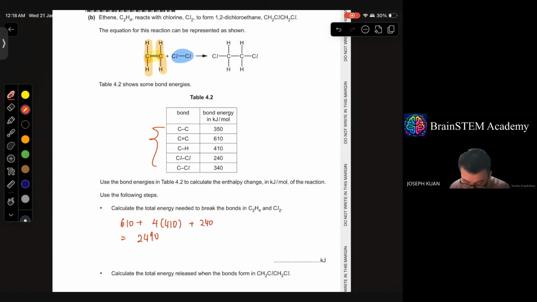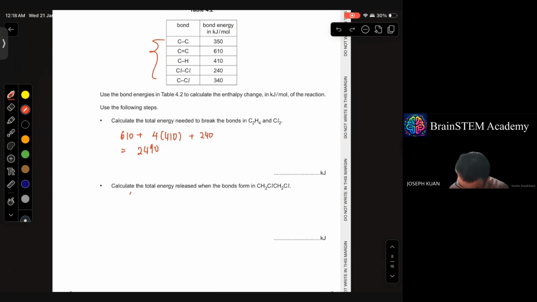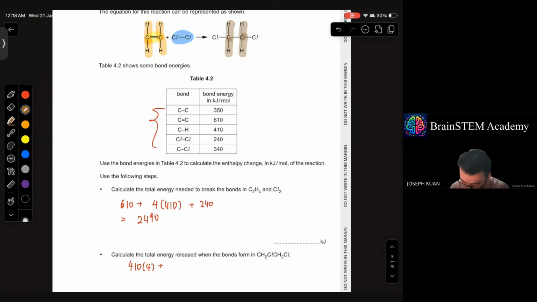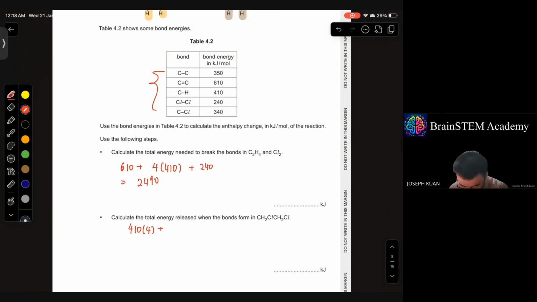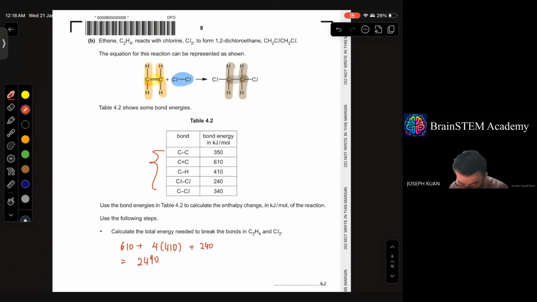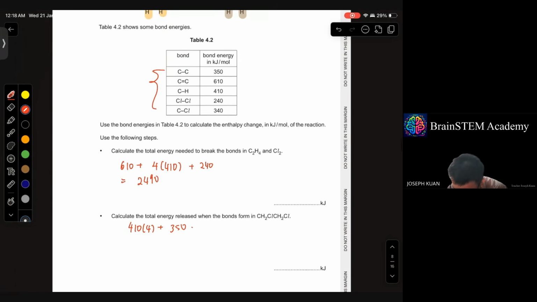Second, we need to form all the new bonds. Here we have 1, 2, 3, 4 C-H bonds. They cost us 410, so that's 410 times 4. We need to form this C-C bond, which gives us 350. We also need to form this C-Cl bond, which costs us 340, but there are 2 of them. So when we sum this together, that should give us 2670.